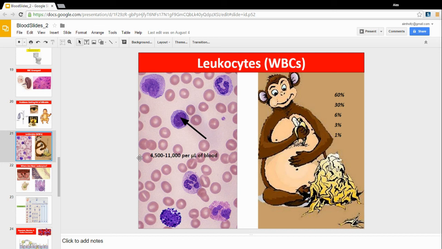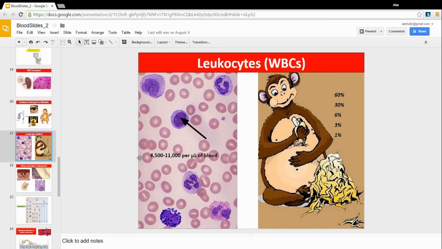Never let monkeys eat bananas is a good mnemonic to help you remember those names. Neutrophils, lymphocytes, monocytes, eosinophils, basophils. Once you've had the lab on blood cells, you should be able to identify all 5 of the white blood cells in that picture on the left.